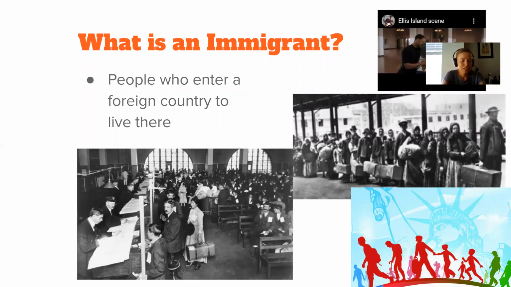Let's start with a basic definition of what an immigrant is, because there's a lot of unnecessary controversy around immigrants these days under the Trump administration. Immigrants are people who come from a foreign nation to settle here permanently, to make America their home. America is a nation of immigrants.